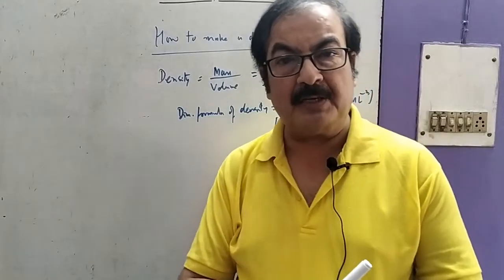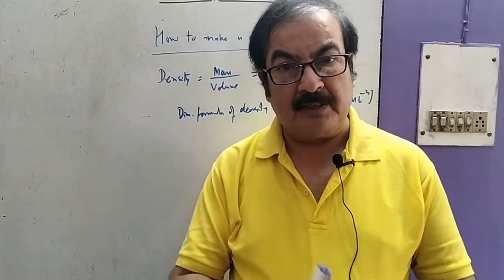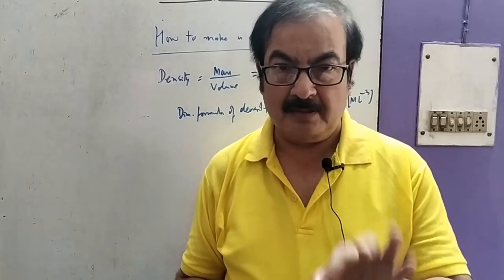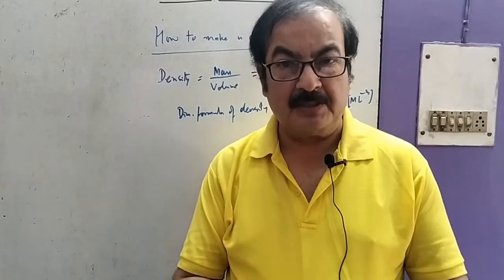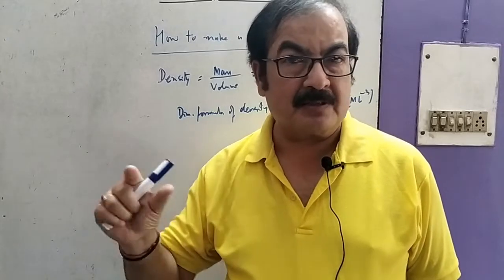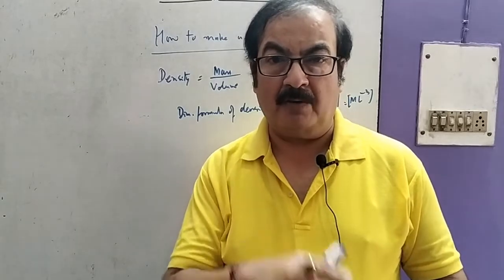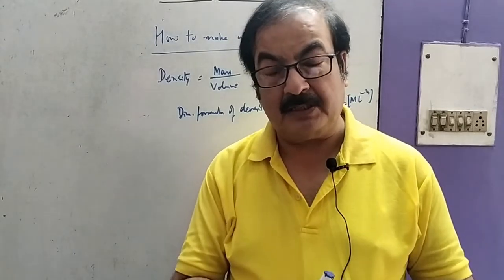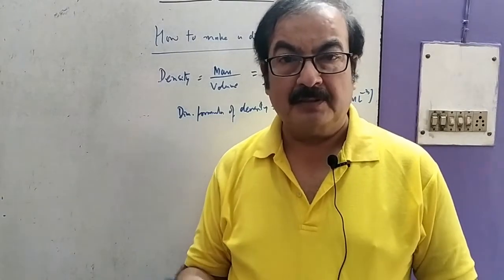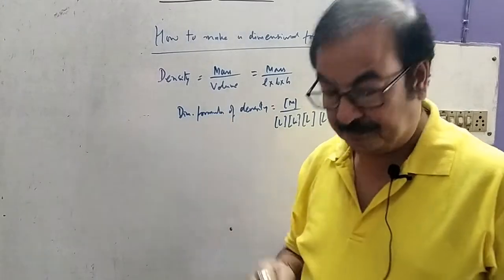If anybody asks what a dimensional formula is, it is very simple. Number one, a derived quantity can be represented in terms of fundamental quantities. Number two, each fundamental quantity is denoted by a certain dimensional symbol. Number three, if we write the physical formula of a given quantity in terms of dimensional symbols, then we get the dimensional formula.